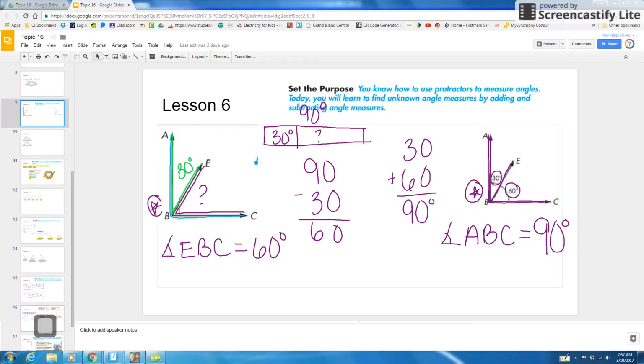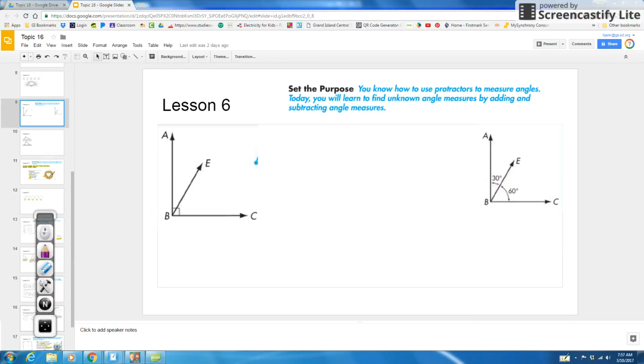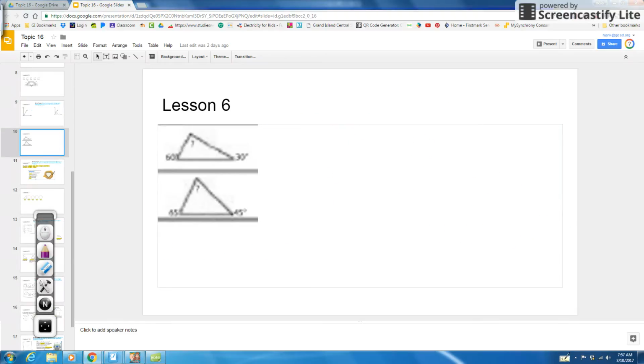So all you're doing is using your knowledge of angles and finding those missing parts. And that's what you'll be doing on one of your practice problems tonight, is finding that missing angle measurement. Let's take a look at our next slide here. So what if we didn't have just a regular old angle and I had some triangles here?